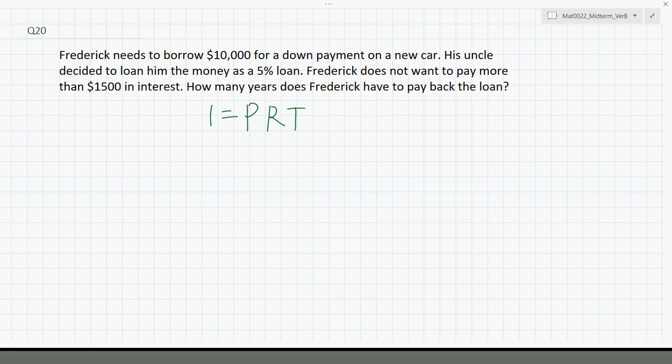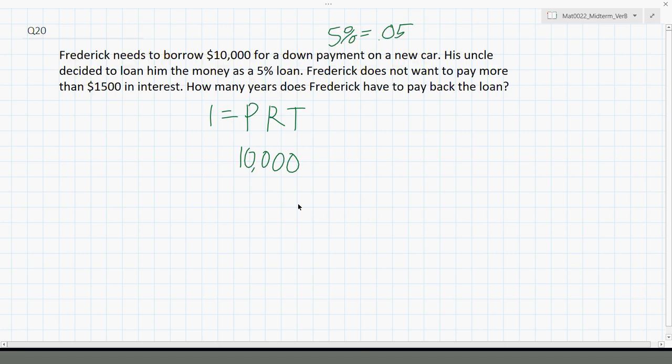At this point, we'll start looking at our parts and say, what can we plug in? I know that the principal is $10,000 because he borrows $10,000. I know that it's a 5% rate, but I have to turn 5% into a decimal, so it'll be 0.05. Time, we're not sure what time is right now, so we're going to ignore that part. And then we know that he wants it to be less than $1,500. I have 3 numbers and 1 variable. We're going to condense some numbers together.